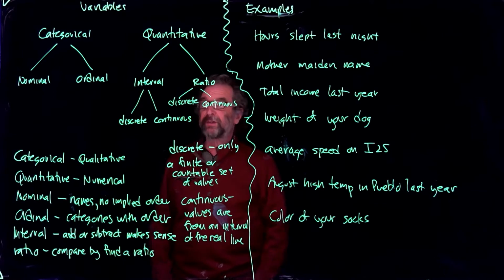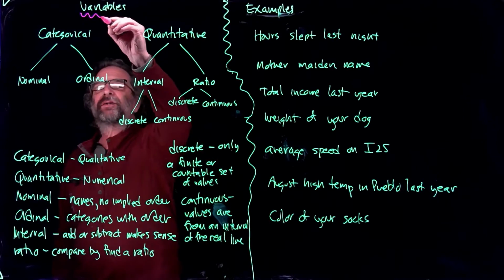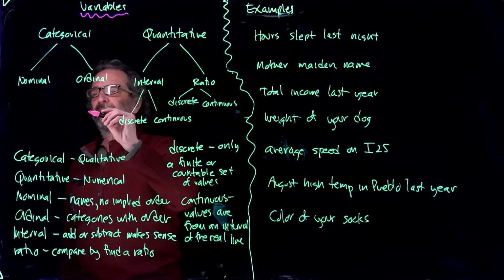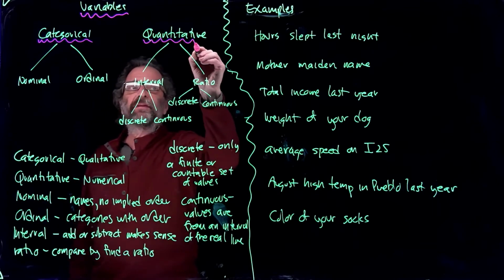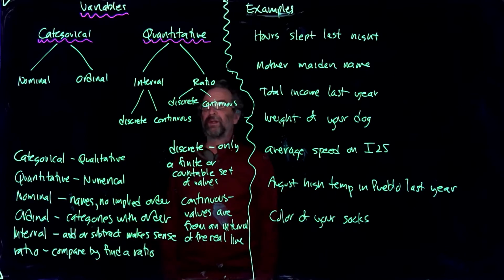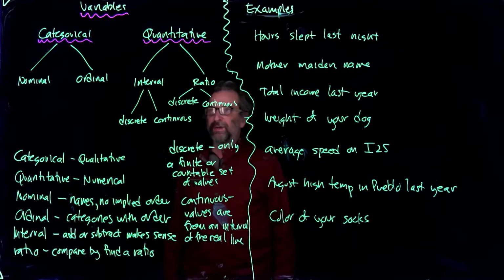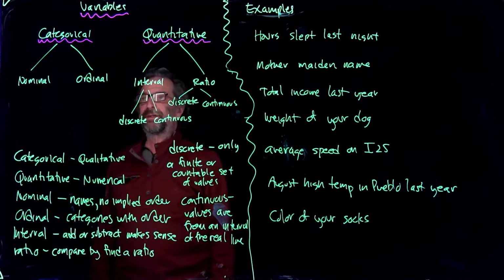So as promised, we're going to talk about variables. Initially, we're going to break them into two groups, categorical variables and quantitative. I said last time, quantitative are numbers, and categorical are just categories. And sometimes the categories are coded by numbers, like your zip code or something like that would still be considered categorical.